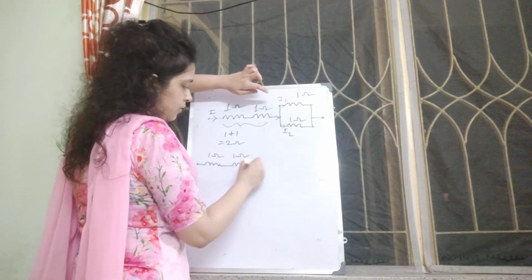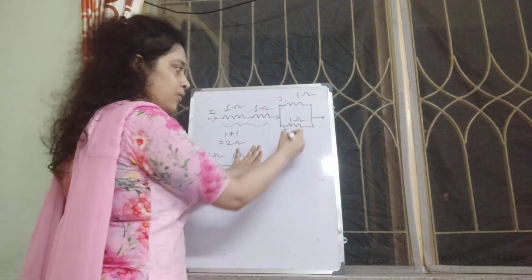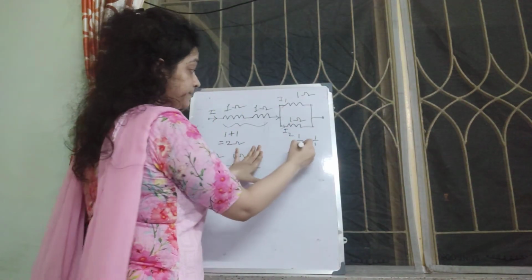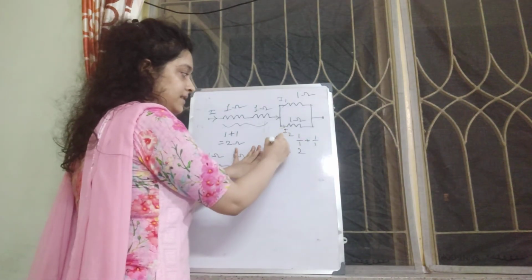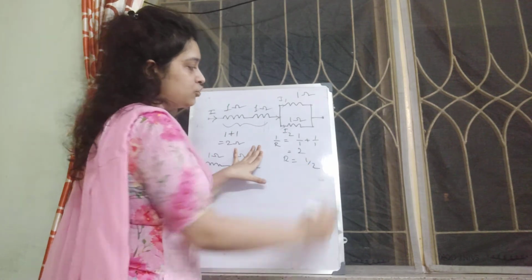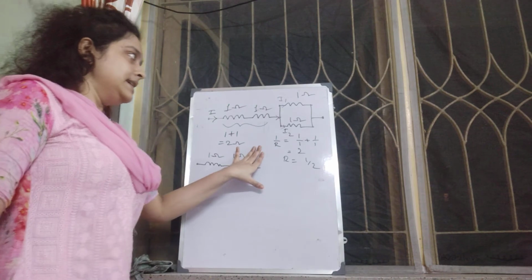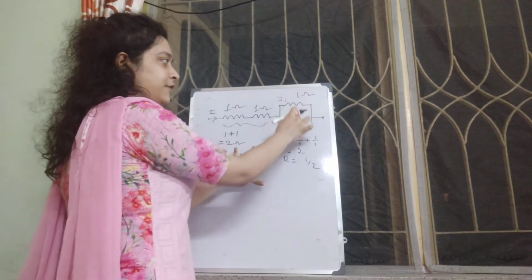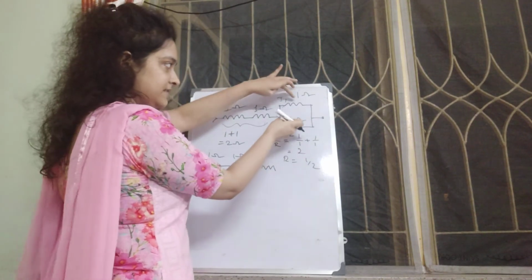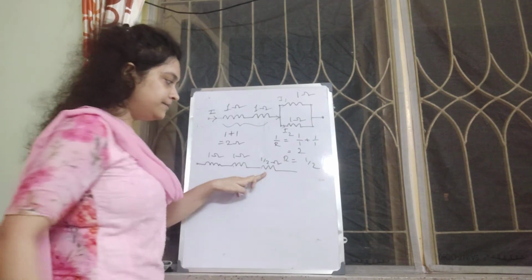1 ohm, 1 ohm, these two parallel. What is the equivalent resistance for this? 1 by 1 plus 1 by 1, that is, you will get 2, but this is 1 by R. Remember, so R will be 1 by 2. So the equivalent resistance for this is 1 by 2 ohm, and I can replace these two with this.